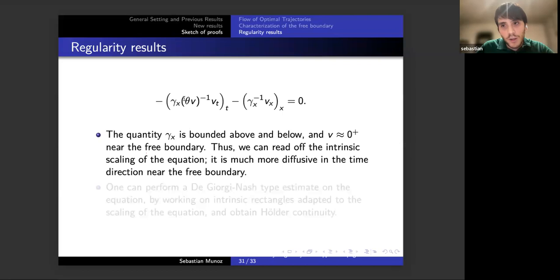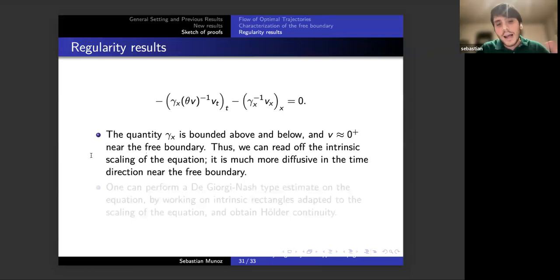So really, if we want to understand this equation, we have to look at this other factor of theta v inverse. This is the factor that tells us what is the scaling of the equation. So we can read off the intrinsic scaling of the equation, in the sense that it is much more diffusive in the time direction, because we have this theta v inverse. The theta is a constant, so we have the v inverse, and v inverse is going to zero near the free boundary, because v is just the pressure and it's going to zero near the free boundary. So as we approach the free boundary, the equation becomes much more diffusive in the time direction, and the exact scaling is given by this factor of v inverse.